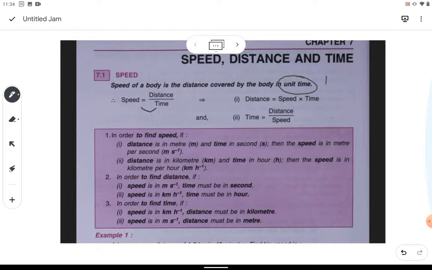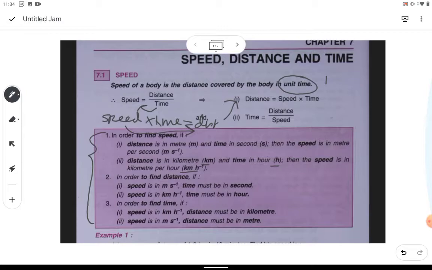Now from here we put time up there, so we get speed into time will be equal to distance, right? That is the formula they have given here, and putting time up there and speed down here, we'll get time is equal to distance by speed. All right, so this is the basic method to find out speed. If distance is in meter and time in second, then the speed is meter per second. If distance is in kilometer and time is in hour, then speed is in kilometer per hour.